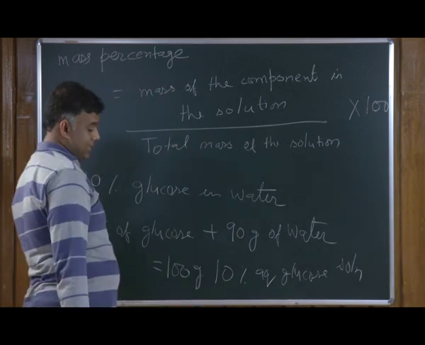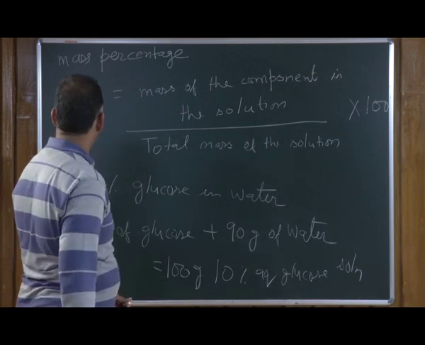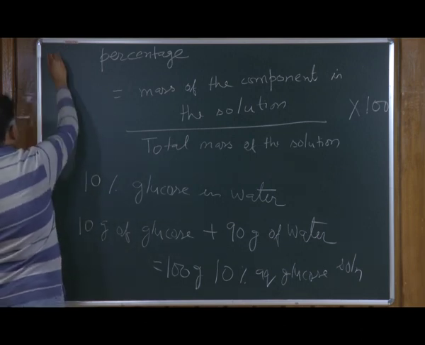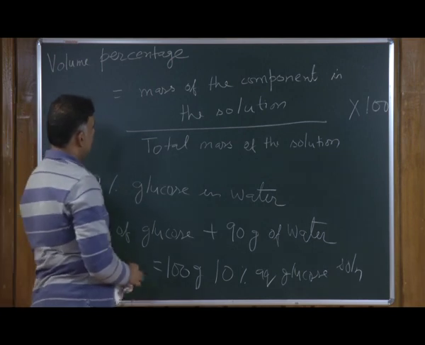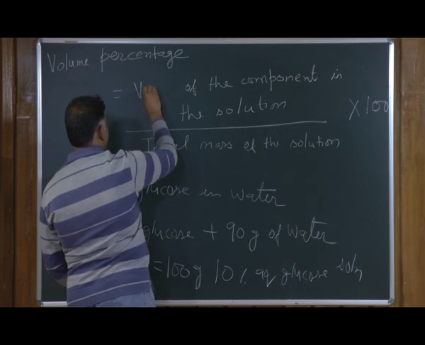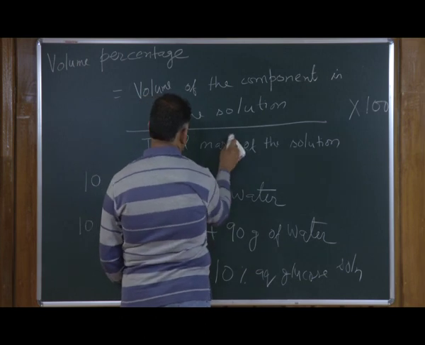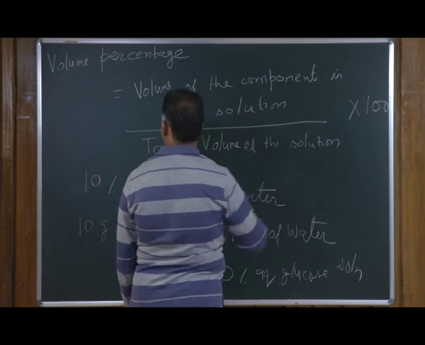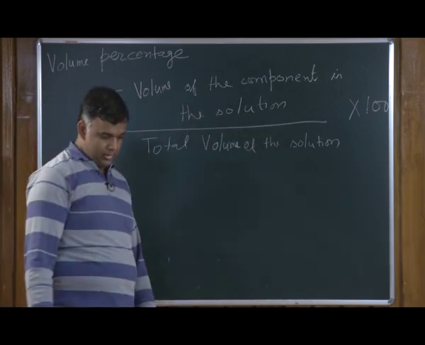Another way to specify the composition is volume percentage. So, I just have to replace mass with volume. Volume percentage: volume of the component in the solution and total volume of the solution. So, this is the definition of volume percentage. Let us take an example.